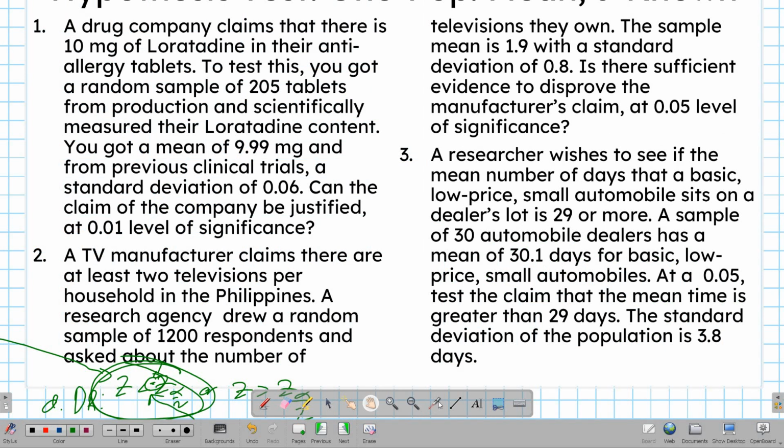Now let's go to number 2. A TV manufacturer claims that there are at least 2 televisions per household in the Philippines. A research agency drew a random sample of 1,200 respondents and asked about the number of televisions they own. The sample mean is 1.9 with a standard deviation of 0.08. Is there sufficient evidence to disprove the manufacturer's claim at 0.05 level of significance? So let's write it here.